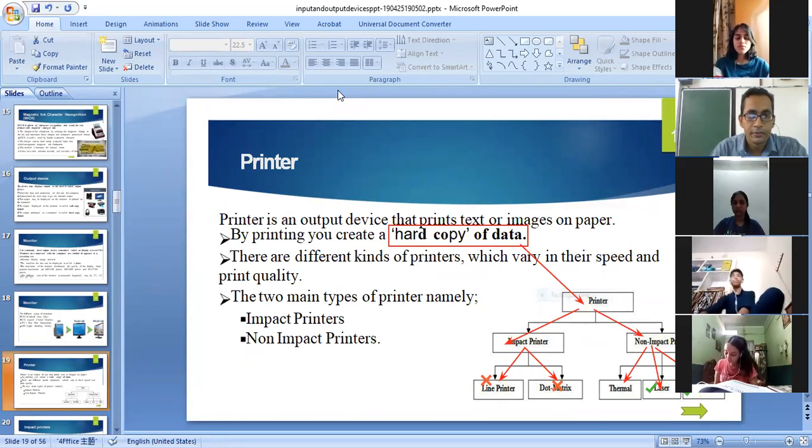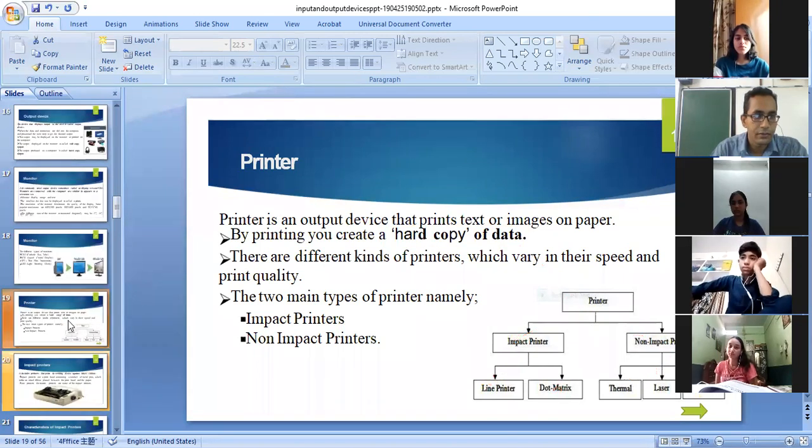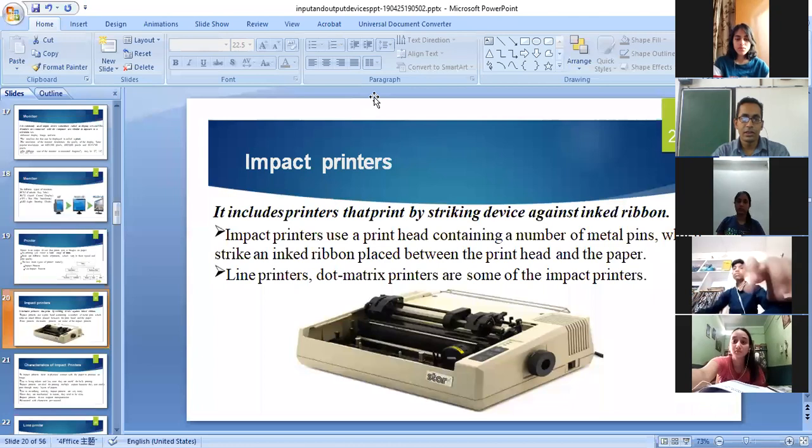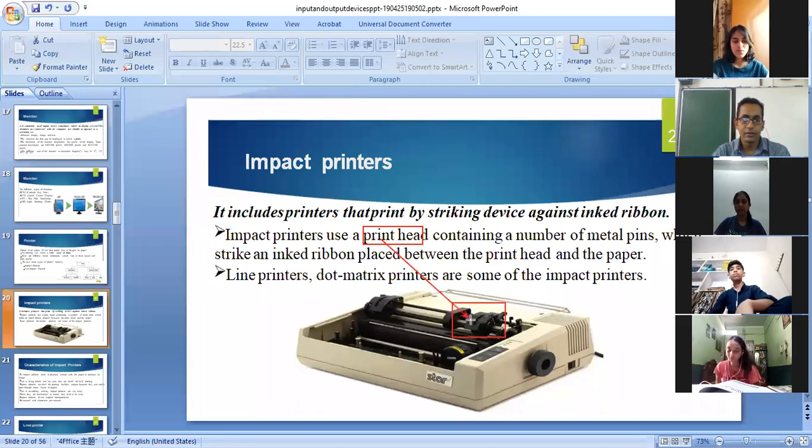Moving next. This is a photo image of an impact printer. This is actually a dot matrix printer. Impact printers use a printing head. I'll show you. This is a printing head, containing a number of metal pins which strike an ink ribbon.